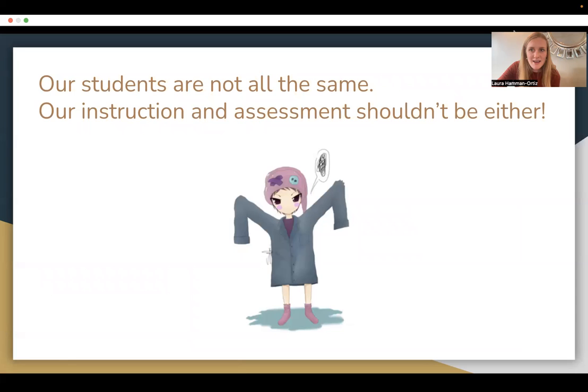All right. And finally, the reminder that our students are not all the same, so our instruction and assessment shouldn't be either. And that is why differentiation is so important, and it really can make a huge impact in your classroom to make sure that you're meeting all of your students' needs.